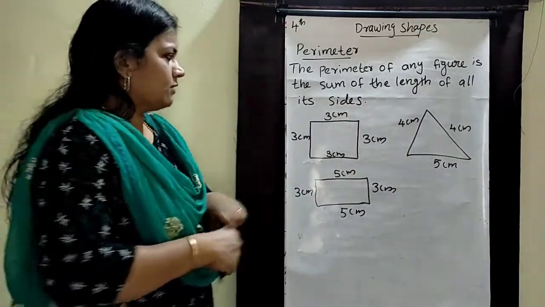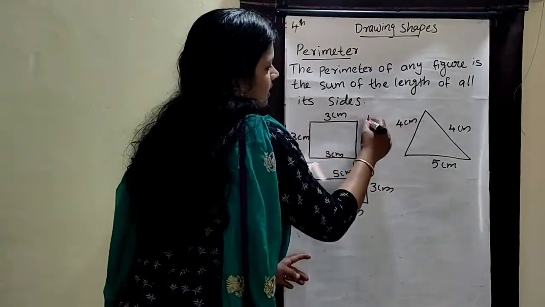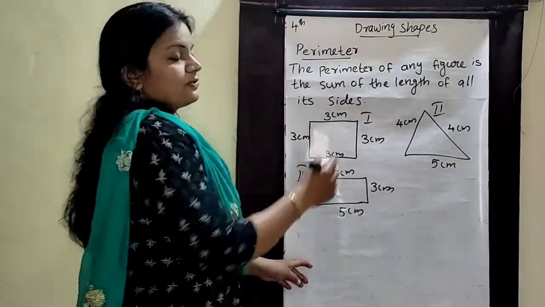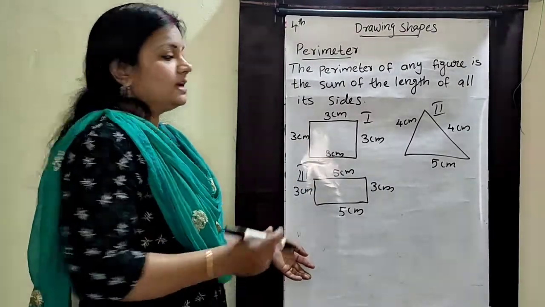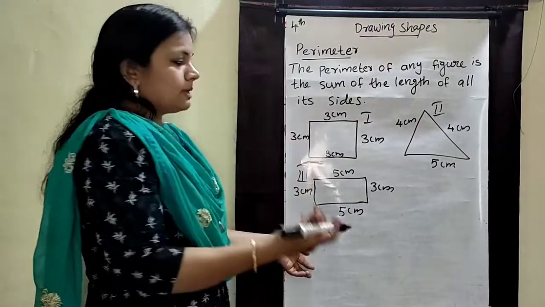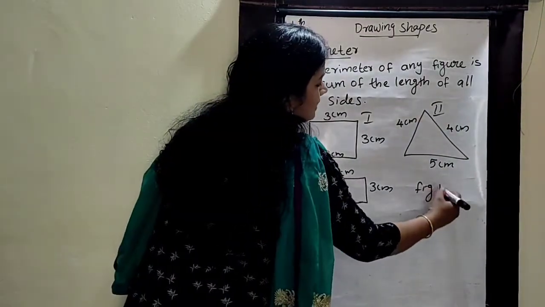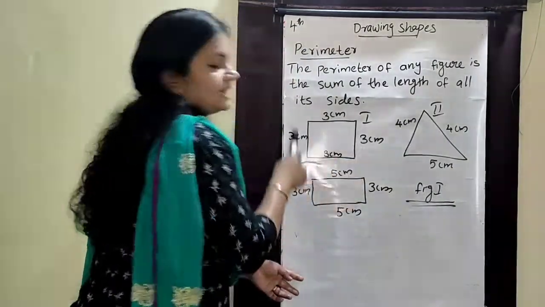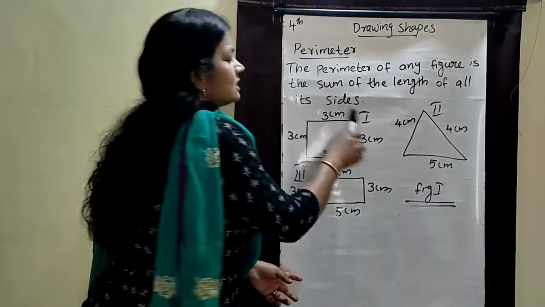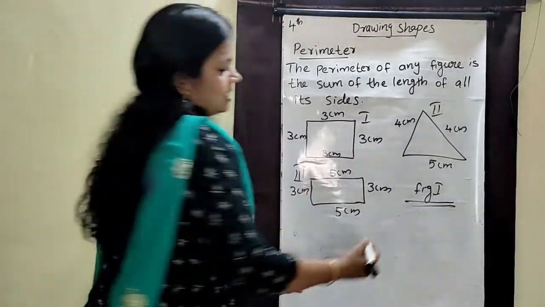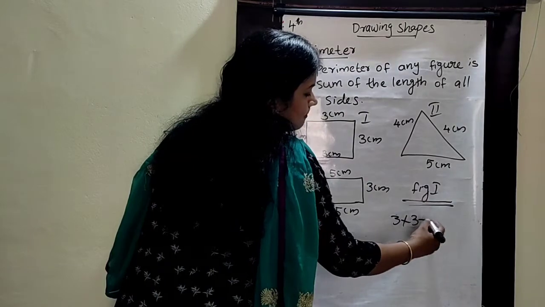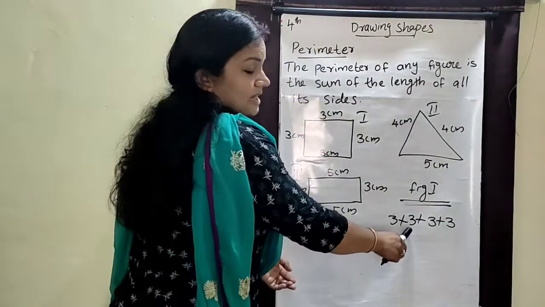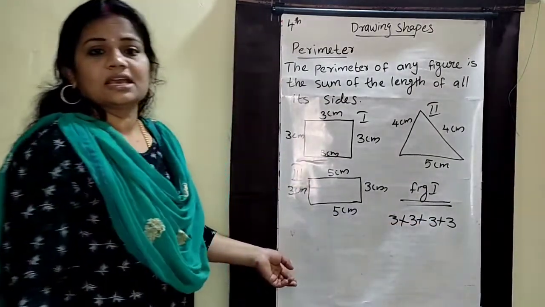First of all, we have to find out the figures. This is figure 1, this is figure 2, this is figure 3. Perimeter of figure 1: how do we find it? We add these 4 sides. 3 plus 3 plus 3 plus 3. What is the answer? 3 plus 3 is 6. 6 plus 3.